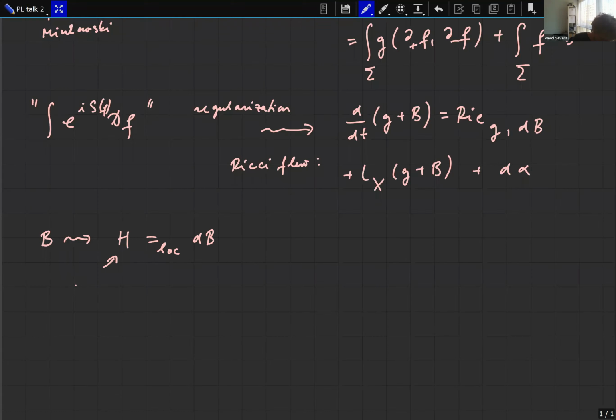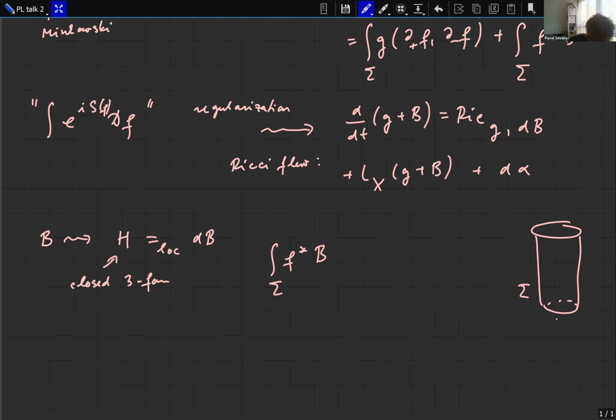So that's a closed three-form. And then in place of writing this integral over sigma of f star B, you can imagine that now our sigma is the boundary of somebody. So sigma, you can imagine it's some kind of cylinder. And inside there is something that we might call Y. It's a three-dimensional manifold. So instead of that, we could write something like the integral over Y of f star H.